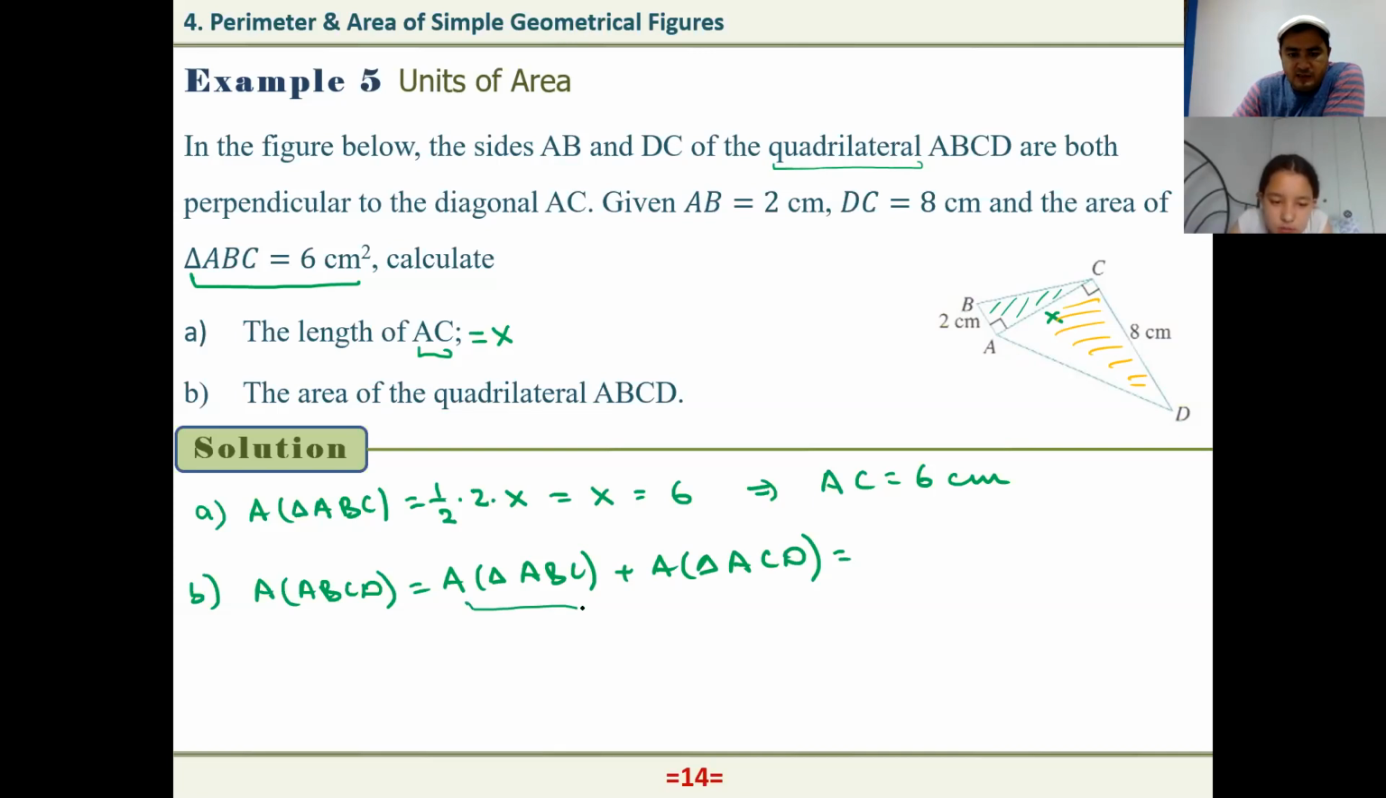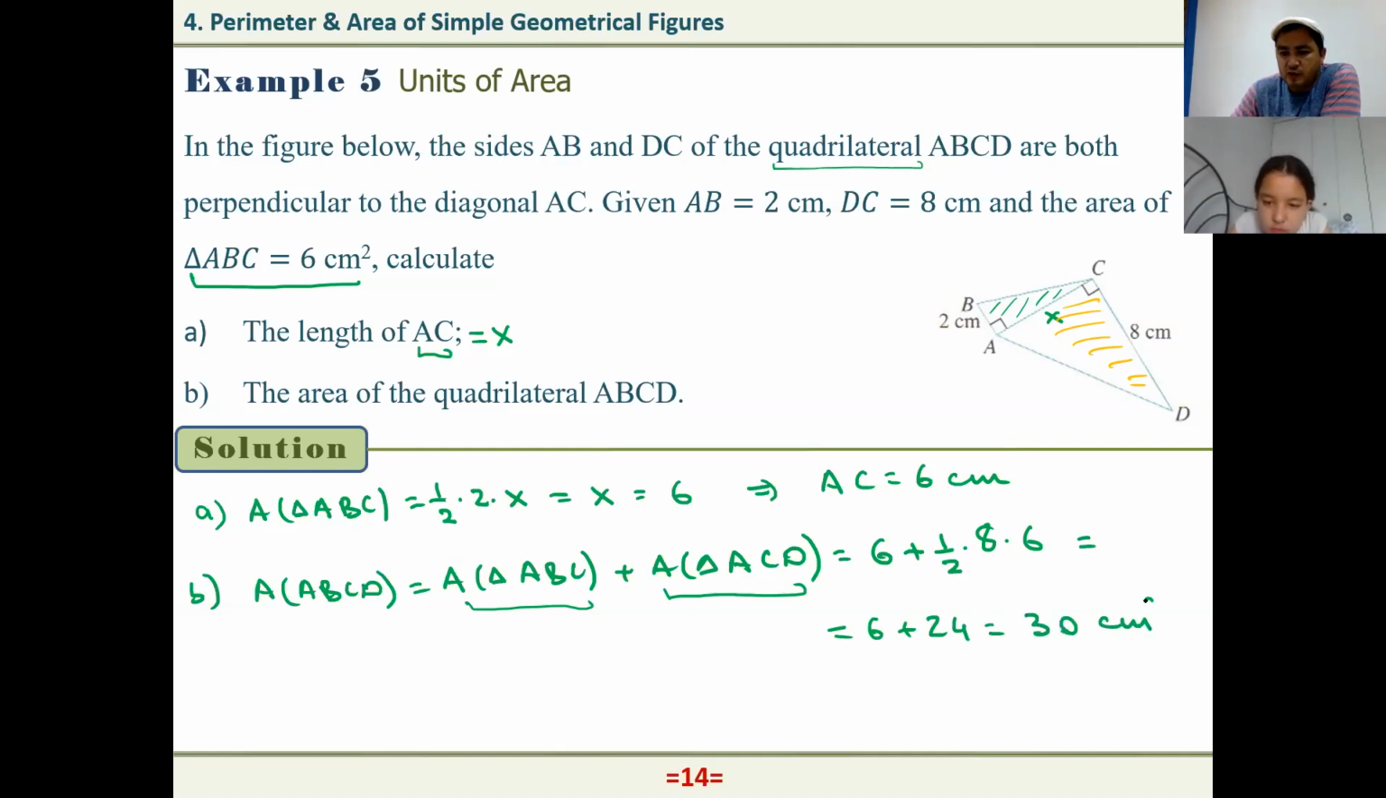Do we know the area of ABC? It's given here, it's just 6. Plus, how about the area of ACD? ACD is height times base over 2. That's equal to 1 over 2 times the base, which is 8, times the height, which is X. And we know X from here, that's equal to 6. If you simplify this, we get 6 plus half times 8, which is 4. 4 times 6 is 24. So that's equal to 30 square centimeters. So the area of the quadrilateral is 30 square centimeters.